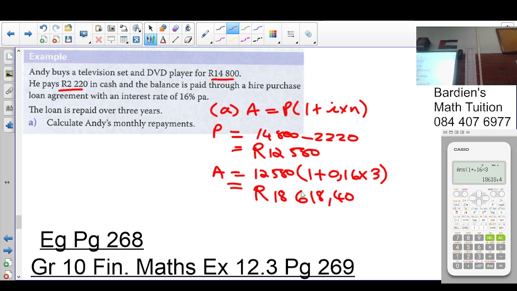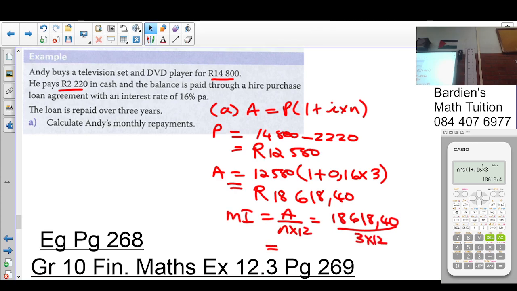But have you answered the question? The question was to calculate her monthly repayments. So the monthly installment is going to be A over n, which is 3 times 12. And what's your amount? 18,618 Rand and 40 cents divided by 3 times 12, which is 36. So I divide the answer by 36, which gives me an answer of 517 Rand and 18 cents. Do you guys understand?